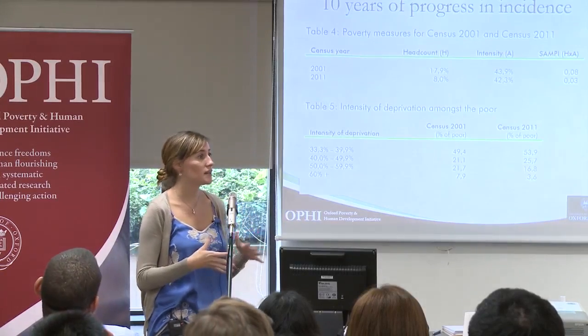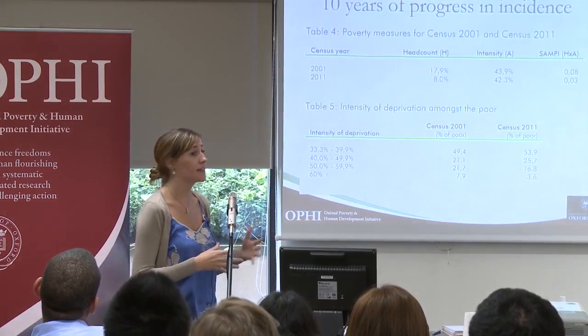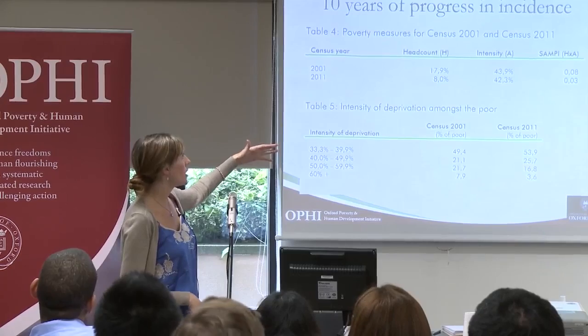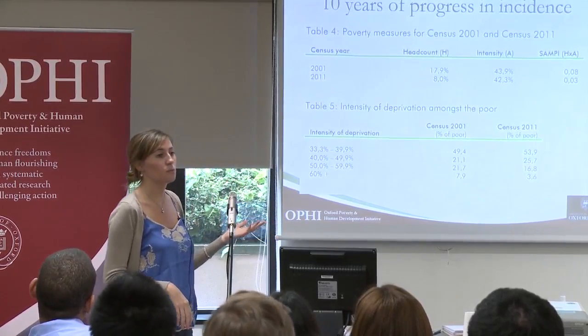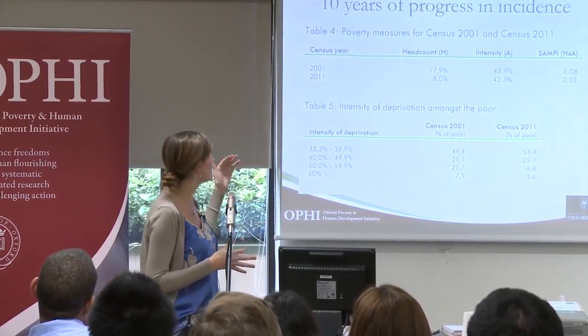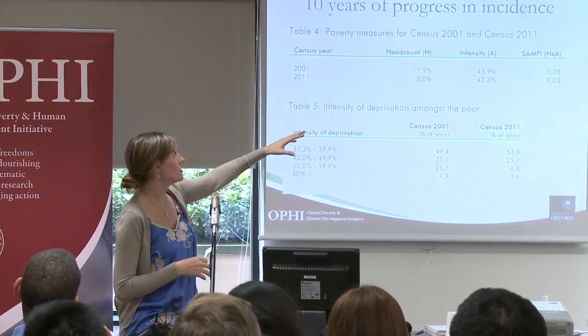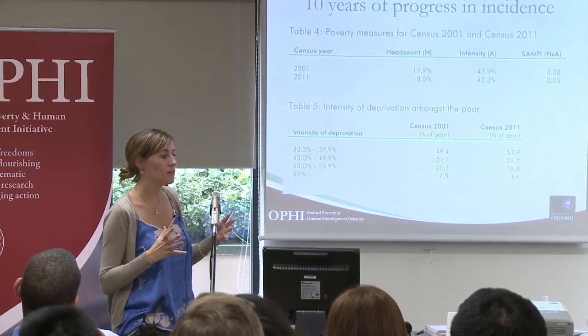As you can see, there has been a large improvement in poverty in this decade in South Africa. In particular, you can see that the percentage of people that are identified as multidimensionally poor dropped by almost 10 percentage points, from 18% to 8% in these 10 years. And also, there's a large reduction in the SAMPI itself, in the South African MPI itself.